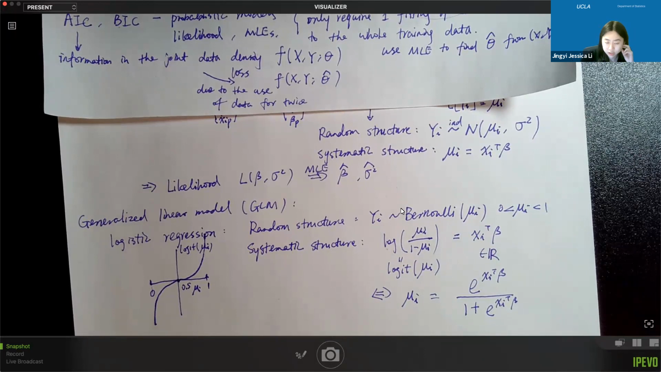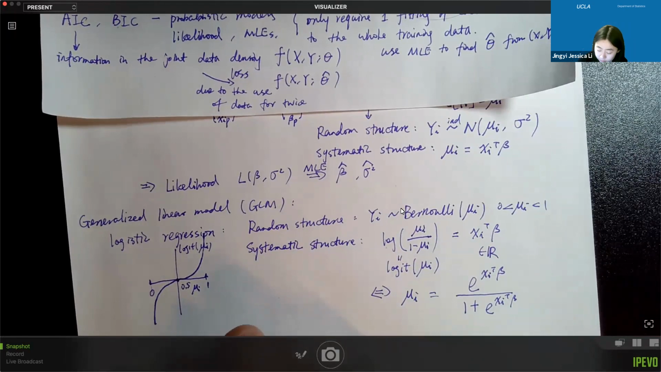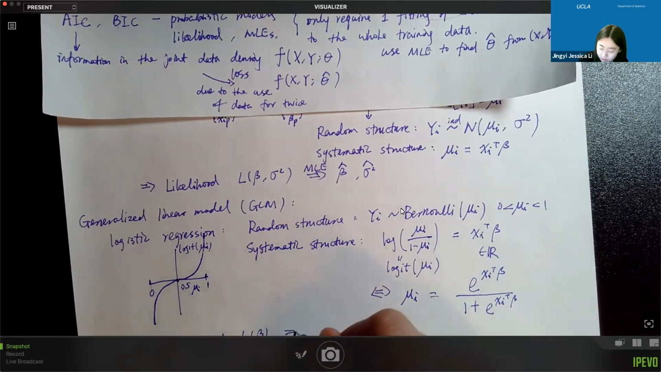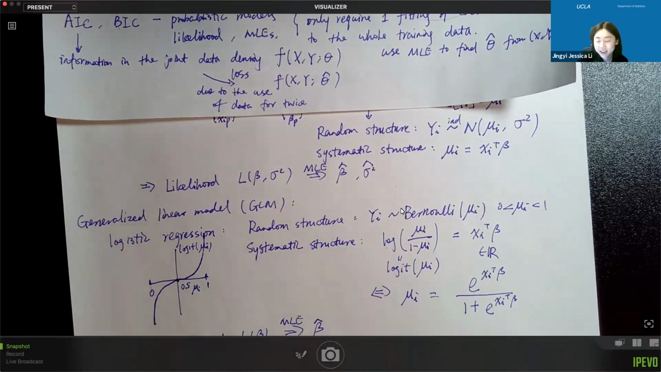And logistic regression is still very popular as a method for classification, not just for interpretability, but it's also very useful for classification and prediction. Okay, so again, you can write down the likelihood. Here the likelihood is only about beta. We only have that parameter. And then you do MLE, maximizing the likelihood to obtain beta hat. And then with beta hat, you are going to predict.